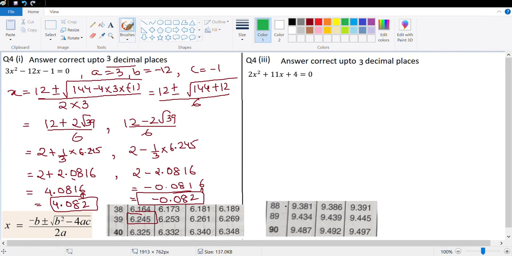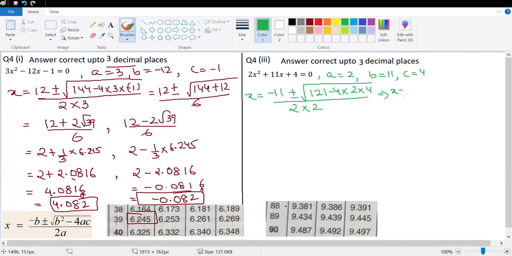That's question number 4, part 3. Again, answer correct up to 3 decimal places. A is equal to 2, B is equal to 11, C is equal to 4. So x will be equal to minus b, which is minus 11, plus minus square root of b square, which is 121, minus 4 into a, which is 2, into c, that's 4, upon 2a, in this case 2 into 2.